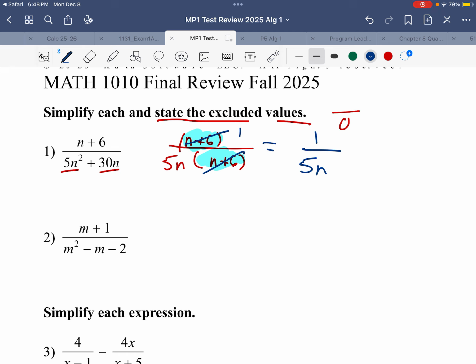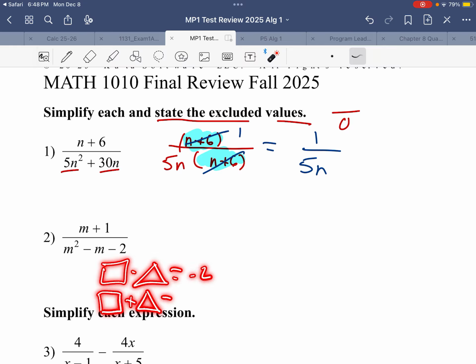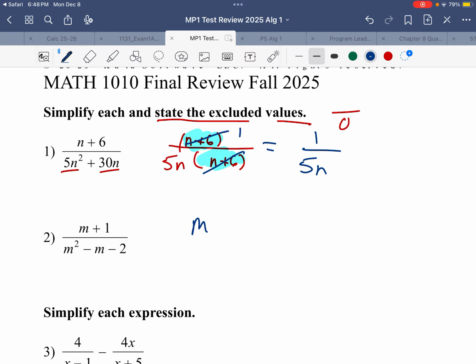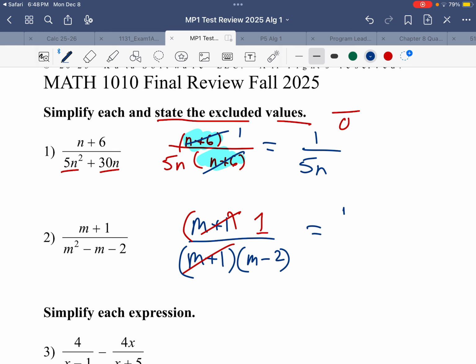In number 2, we have m plus 1 divided by m squared minus m minus 2. In here, we're looking for two numbers that multiply to -2 and two numbers that sum, or combine, to -1. So I could write this like m plus 1 in the numerator, and it's m plus 1 times m minus 2. Just like the last one here, when I divide m plus 1 by m plus 1, I'm left with 1 in the numerator. This is equal to 1 over m minus 2.